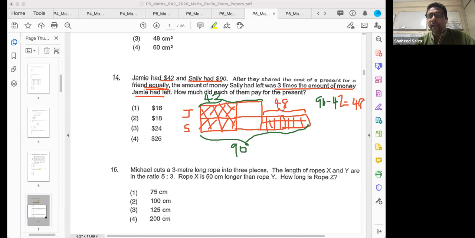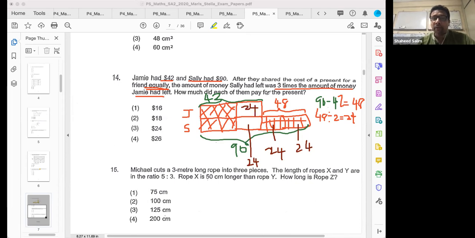Now 48 divided by 2, because this is 2 units. So next step, 48 divided by 2. What do you get? You get 24. So what is 24? 24 is for 1 unit. I'm going to label where the 24 is. This is 24. This is 24. Sorry, the first 2 is not clear. This is also 24. And this one is also 24.